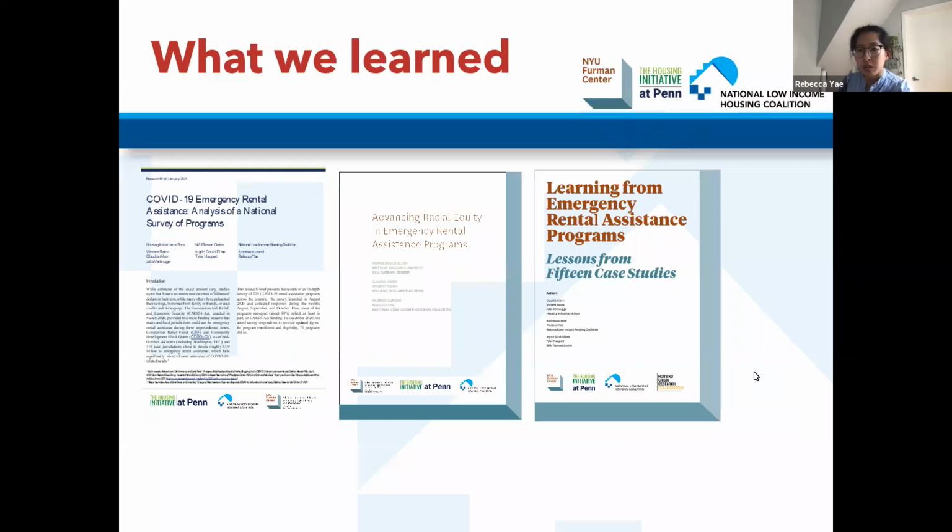These would include programs that were based in CARES Act funds. So the scale of funds was a little bit different, but really still demonstrate a wide variety of challenges and strategies to overcome those challenges.